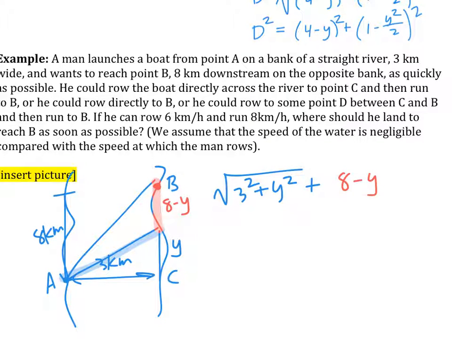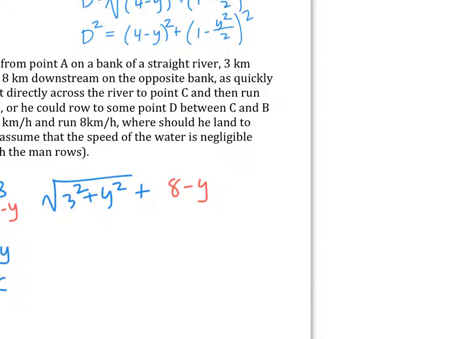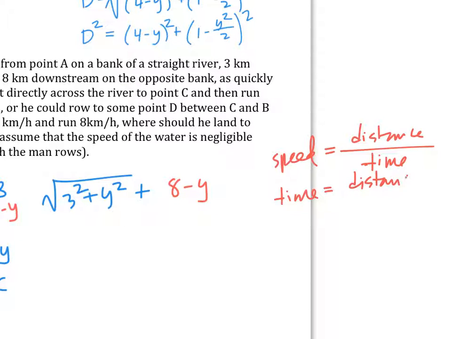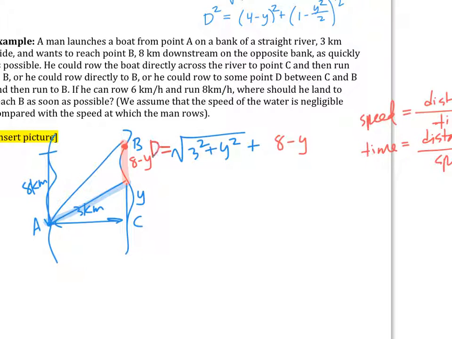And then we said that they are trying to minimize time, and since we know speed is equal to distance over time, time is the same as distance over speed. So if we want to figure out the time, we have to take each distance. So I'm going to simplify that, 9 plus y squared, divided by the speed.